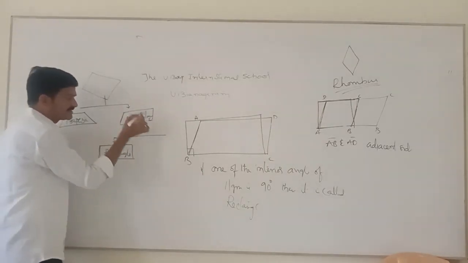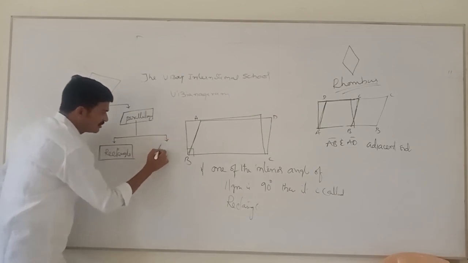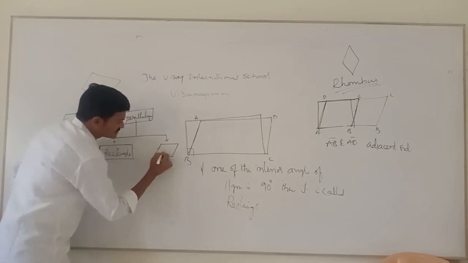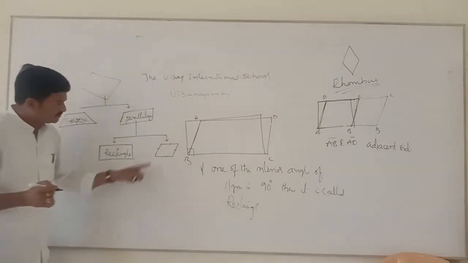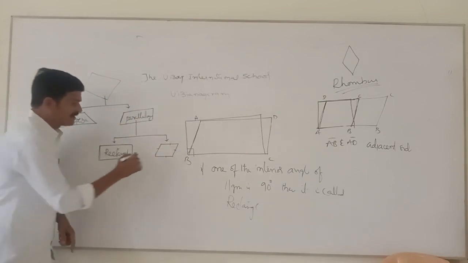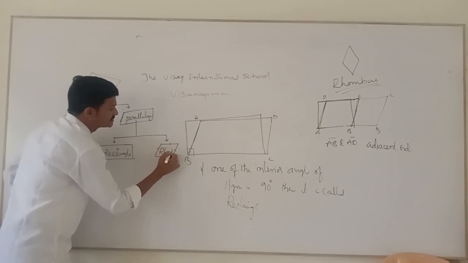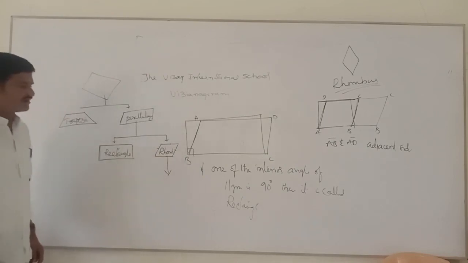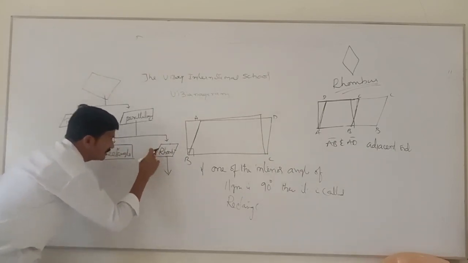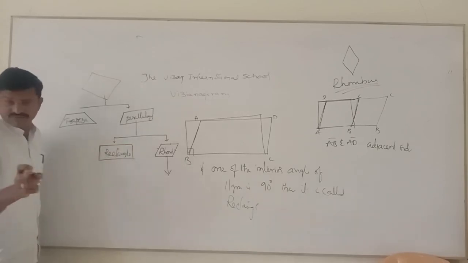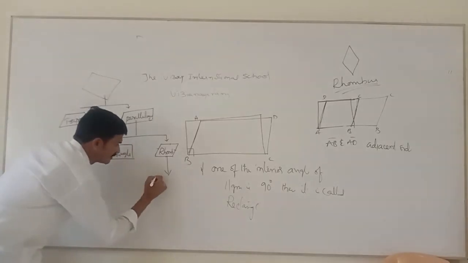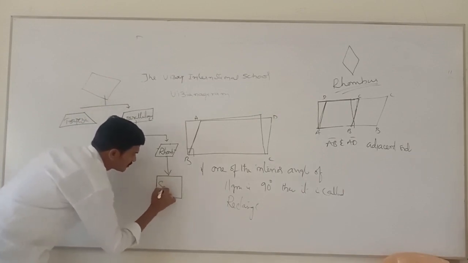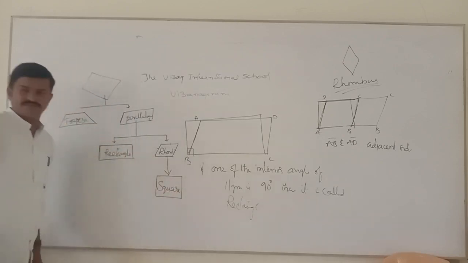In a parallelogram, if adjacent sides are equal, then it is called a rhombus. All sides equal, but no angle is a right angle. From this rhombus, we got another quadrilateral. What is that? Square. This square becomes when one of the angles of the rhombus is a right angle. Then it becomes a square. This is the square. Are you clear?